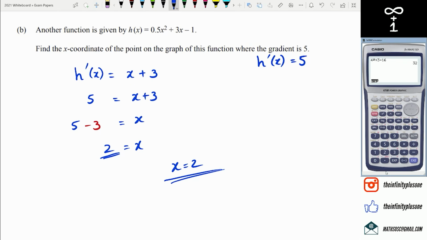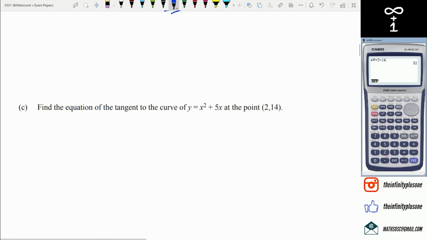Once again, this question is worth an achieved. As I said before, you probably can't just guess and check. You would have to give the differentiated function. So not a bad way to start the exam paper, a couple of neat little achieved questions to start the paper.